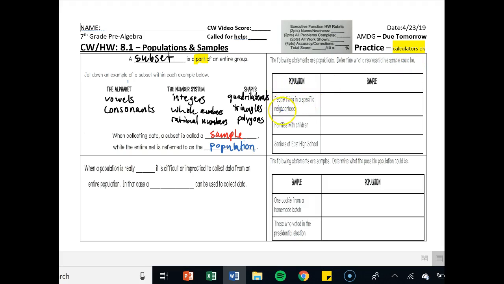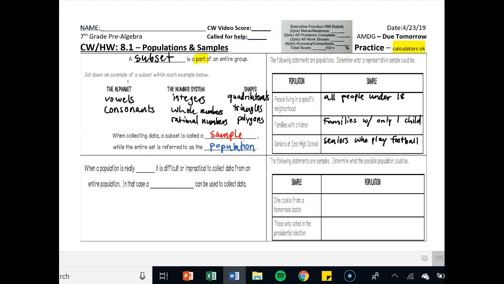So let's take a look at the following statements about populations and figure out what a sample could be. For people living in a specific neighborhood, if that's the entire population, a subset or sample could be all people under the age of 18. For families with children, if we're talking about every family with children, a sample could be families with just one child. You could also do families with 2 children, families with 5 or more children. Those are all different samples. And for seniors at East High School, a sample could be all the people who play football, or basketball, or all the seniors who are in the jazz band. Not every senior, but just the select few in that sample.